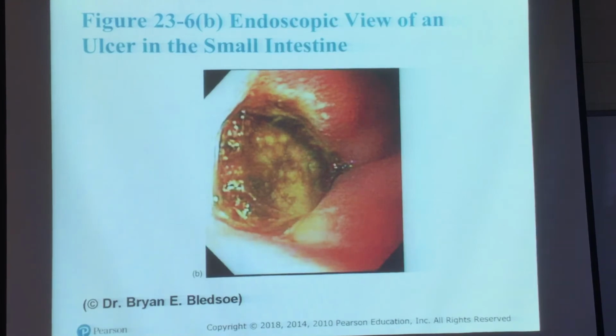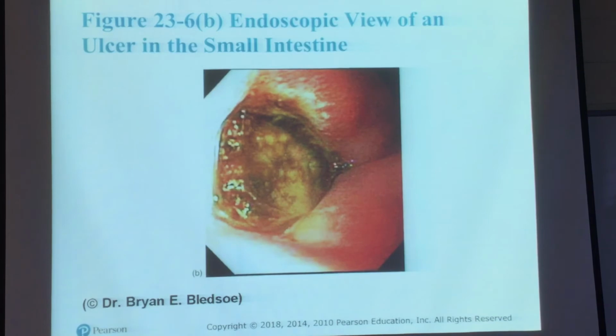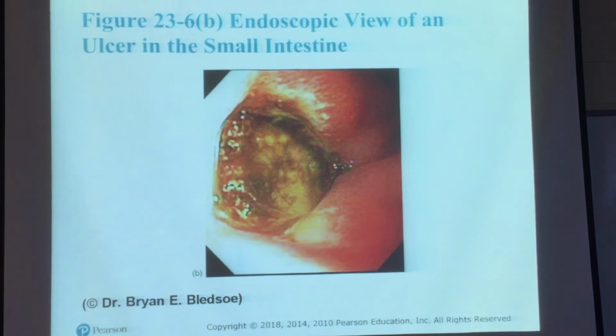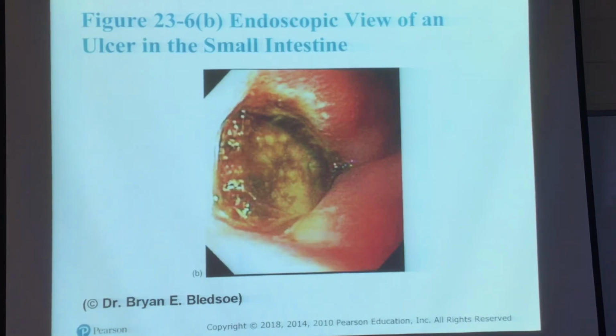Here they're showing you a view from a camera that has been inserted into the abdomen, and they're showing you this is ulceration. It's just dark, it's not healthy, it's not red, it should be nice and pink and very red. This is just worn away and irritated and inflamed.